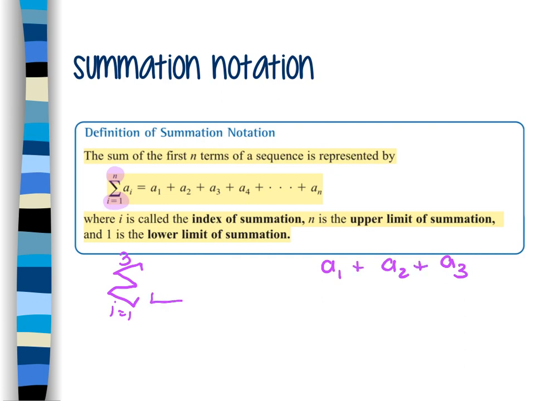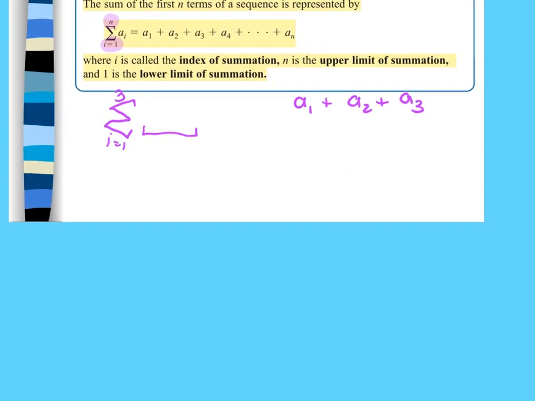And obviously, there will be an expression here for what A is. If it said 3 in the top but 2 in the bottom, then I am finding A sub 2 and A sub 3 and adding them together. So this is not the number of terms. That's your upper bound. That's when you stop. Okay? It doesn't mean there's three terms. It means I'm going from the number at the bottom to the number at the top. Does that make sense? It's the most common mistake people make.